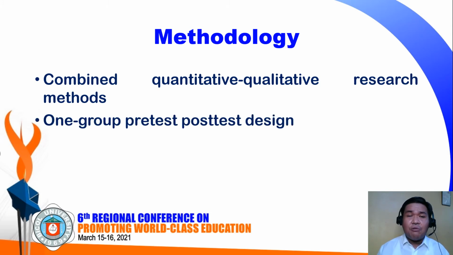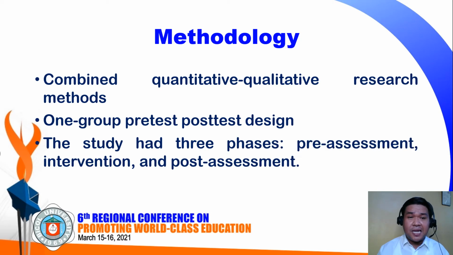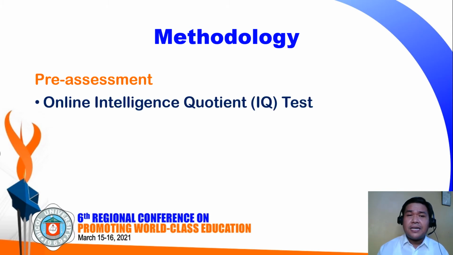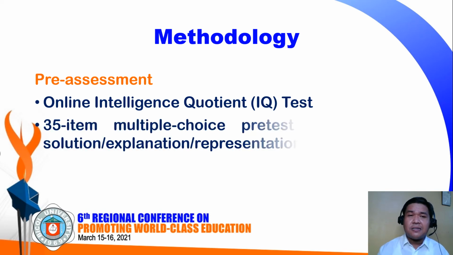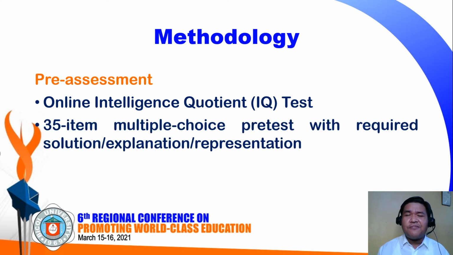It utilized a one-group pre-test, post-test design. The study had 3 phases: pre-assessment, intervention, and post-assessment. In the pre-assessment part, the students underwent an online intelligence quotient or IQ test. They were also given a 35-item multiple choice pre-test which requires them to show solution or explanation or any representation, and an attitudinal survey on students' attitude towards problem solving.